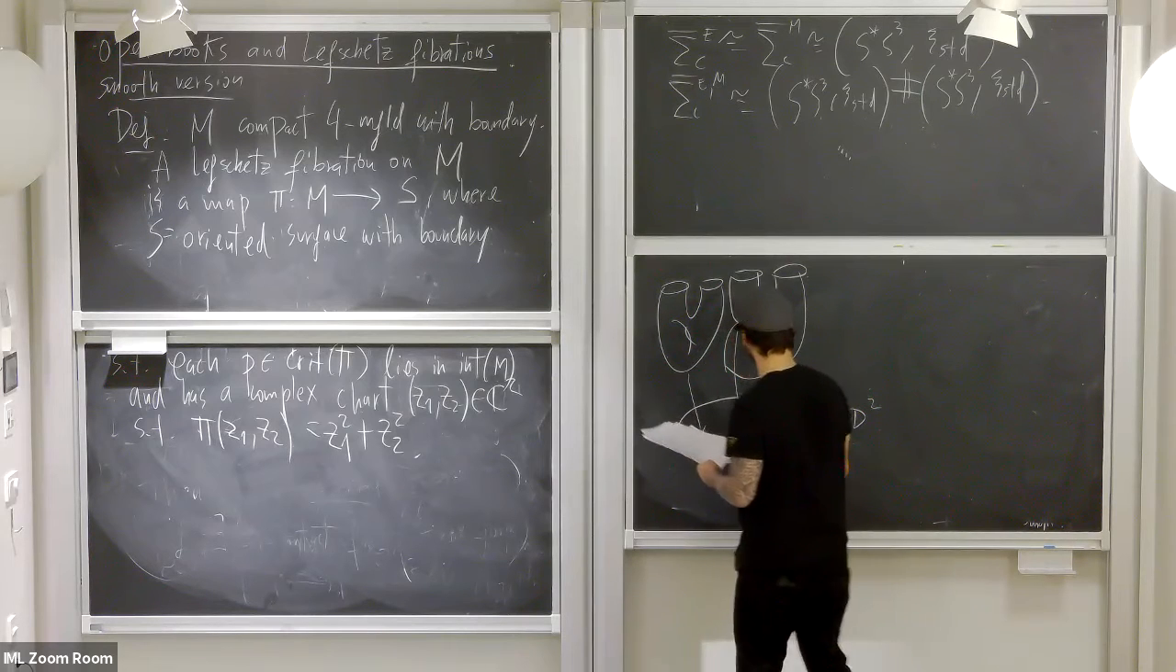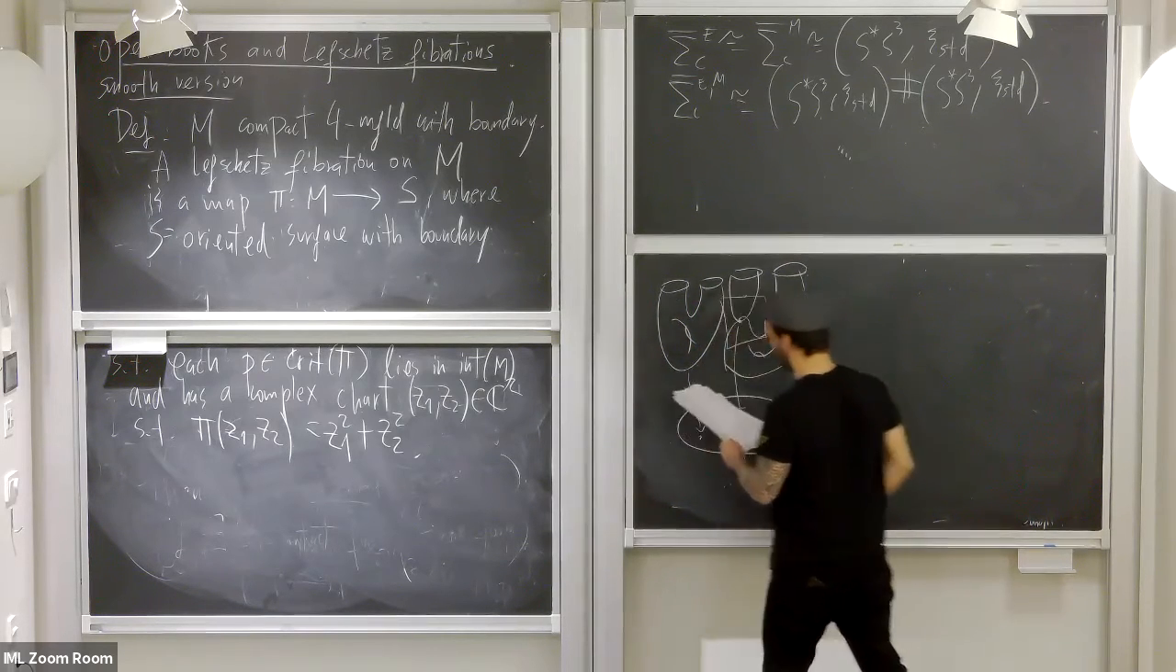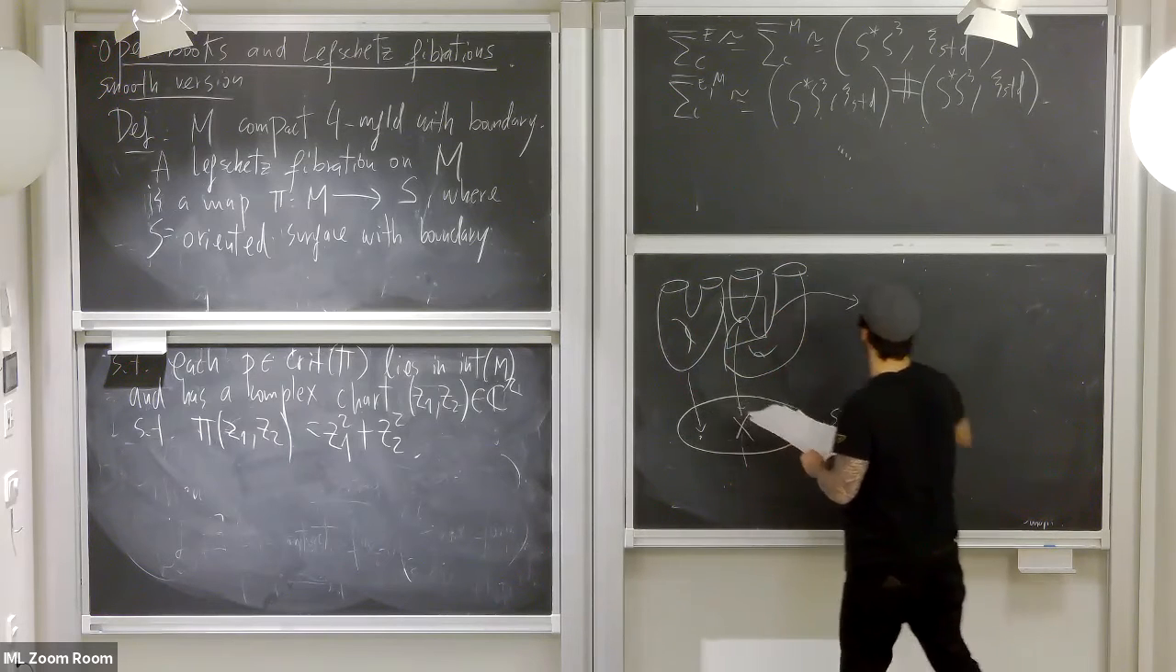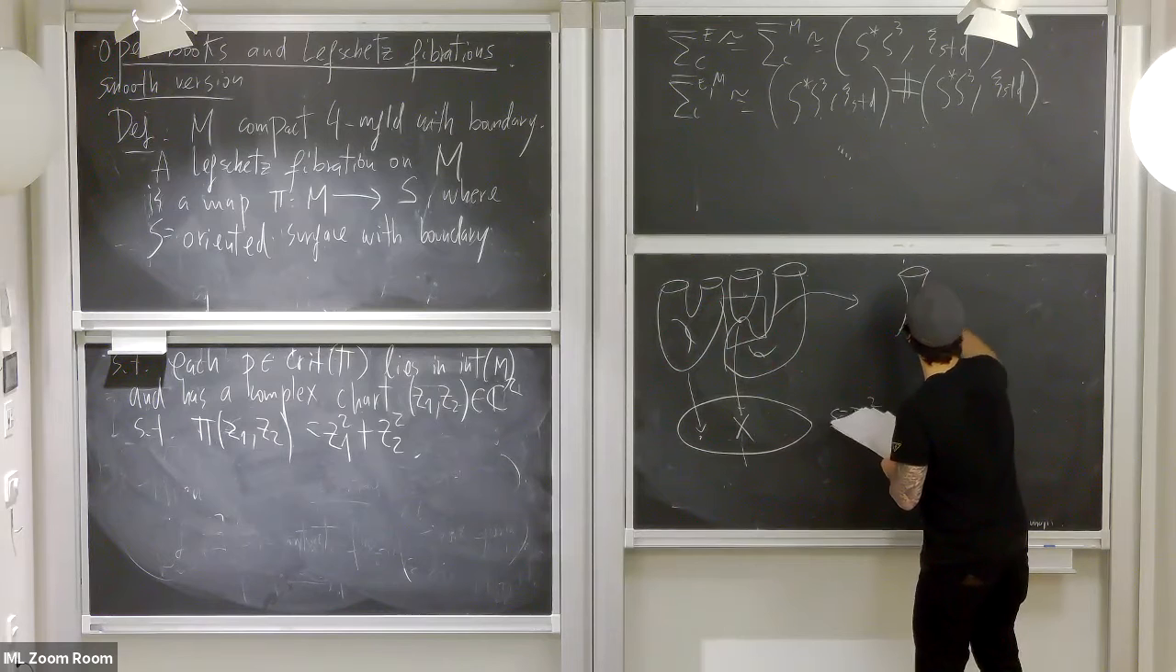So here's a critical point. This is a critical value, right? But here I've got a local chart on which this whole picture looks like the standard model for a Lefschetz fibration.